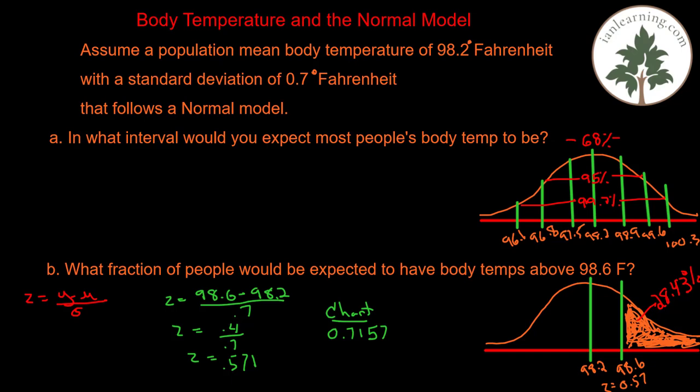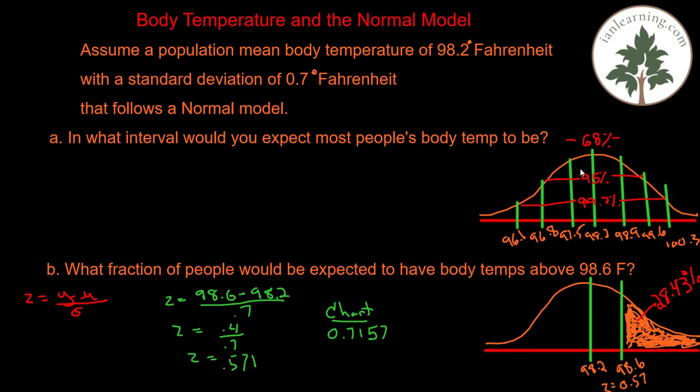So let's look at body temperature and the normal model. Assume a population mean body temperature of 98.2 degrees Fahrenheit with a standard deviation of 0.7 degrees Fahrenheit that follows a normal model. In what interval would you expect most people's body temperature to be?